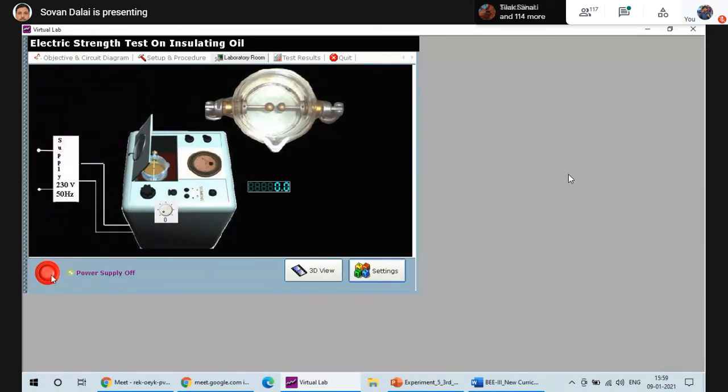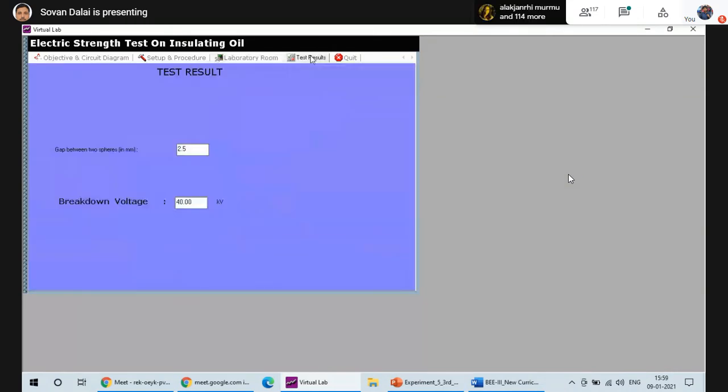First you have to switch on the circuit. Okay, and gradually you have to increase the voltage by varying this knob of the variac. Okay, now you see the voltage recorded here, which means the gap fires at 40 kilovolt. Now, if you go to the test result set, the breakdown voltage is 40 kV. So in that way, you have to perform the test 6 times, in a similar manner, and you have to take 6 readings.